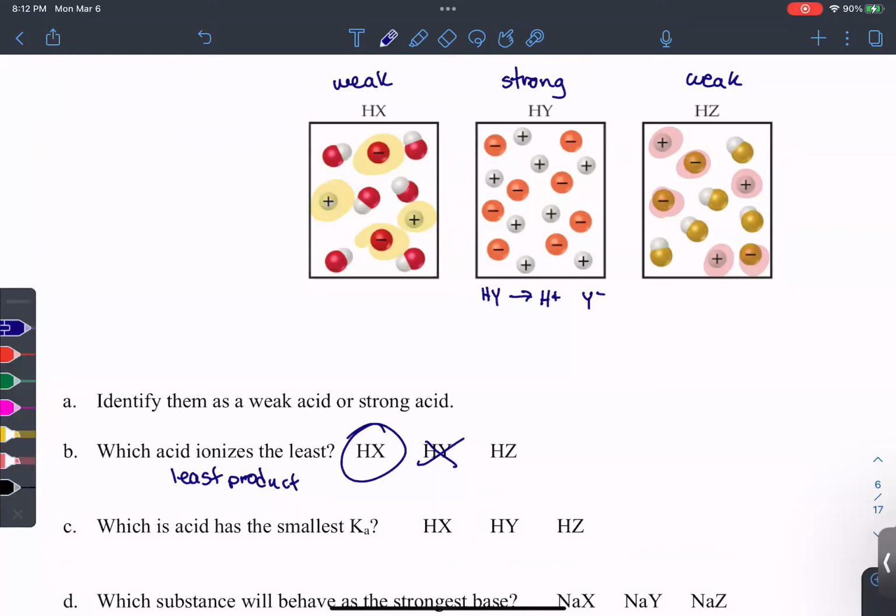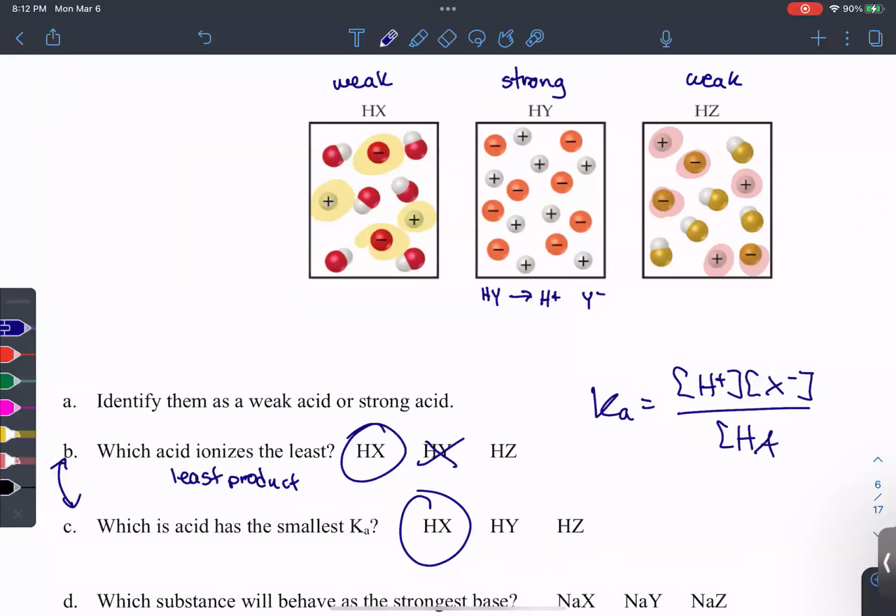Not a lot of H+. So really, B and C are actually the same question. See how they're the same question, that these two ideas are very similar. Something with a small Ka value is also going to ionize less, because Ka is H plus times X concentration over HA. So if something ionizes a lot, you're going to have a really big numerator. So Ka will be large, but this question's asking for the least.